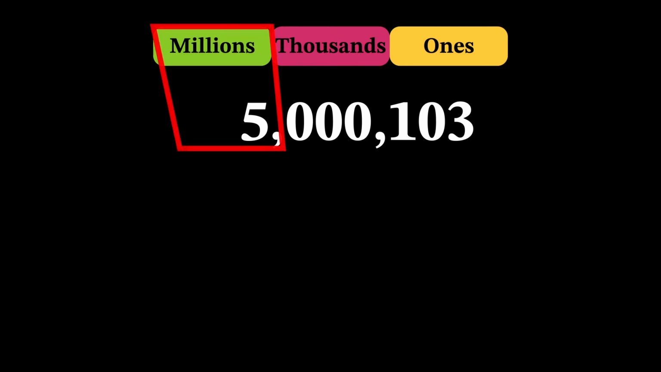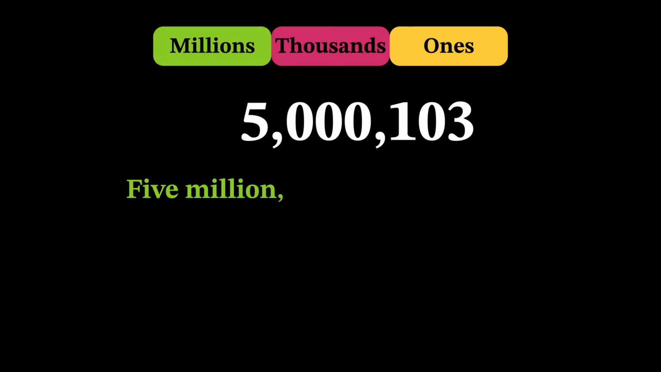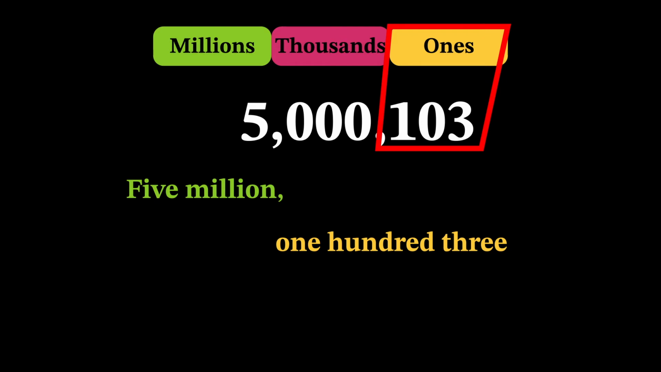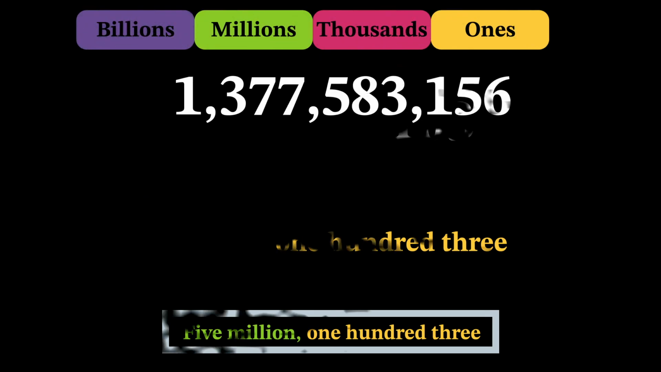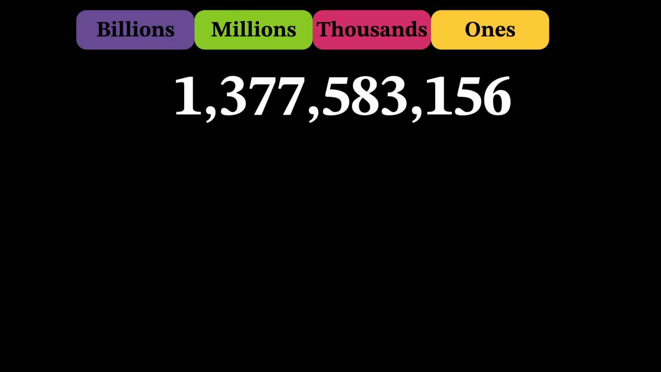The third example is this number. The largest period is the millions, so we'll start there. Since there is 5 in the millions, we get 5 million. Put a comma. You'll notice that all the digits in the thousands period are zeros. Since there aren't any numbers to name besides those zeros, we don't have to name anything at all in this period. Lastly, there are 103 ones, so we can write 103. Putting it all together, this number is written as 5 million, 103.